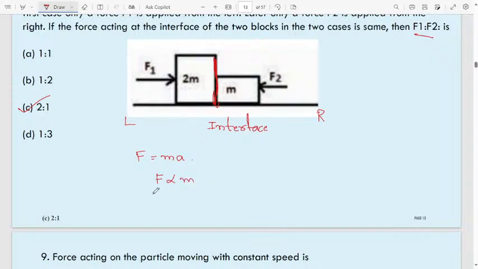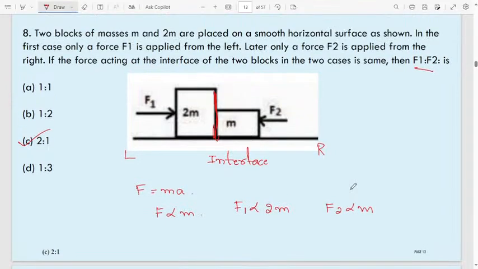Force is directly proportional to the mass of the body. Here F1 is directly proportional to the mass of the body, which is 2m. Then F2 is directly proportional to m. Then the ratio F1 to F2 will be 2:1, because the mass is doubled in F1 compared to F2.